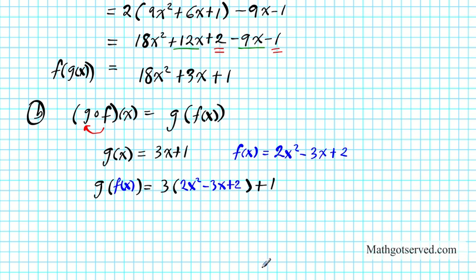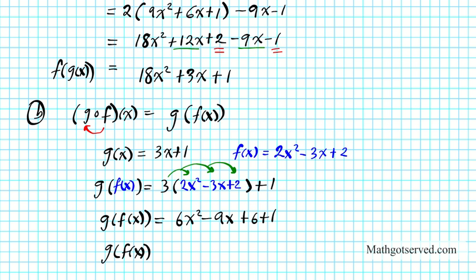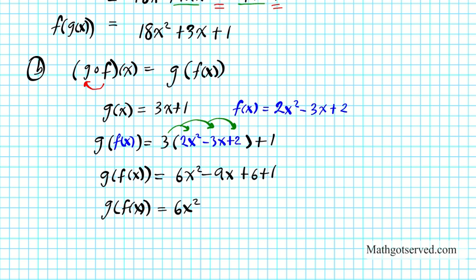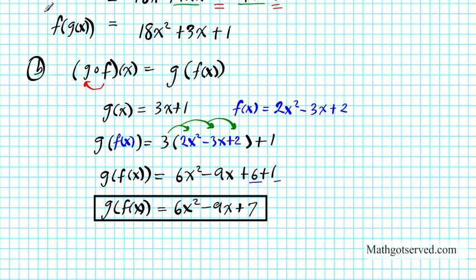Okay, so let's simplify the right side. We're just going to distribute 3 to all 3 terms. Okay, so g of f of x is basically going to be, to distribute that, we have 6x squared minus 9x plus 6 plus 1. So the final answer, g of f of x, is going to be 6x squared minus 9x, and then we just combine the two constants. 6 plus 1 is 7, plus 7. So there goes your final answer. So basically we now have g of f of x, and then initially we had f of g of x. Alright?